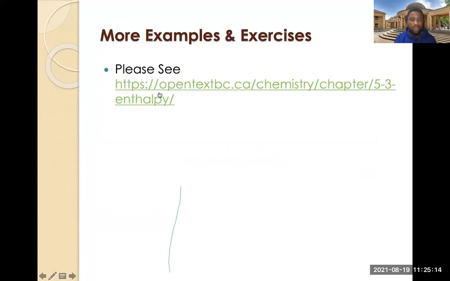And then I've also cited, apart from the textbooks that I used, I found this open textbook very, very useful. It's got so many examples. So please go through these additional examples.